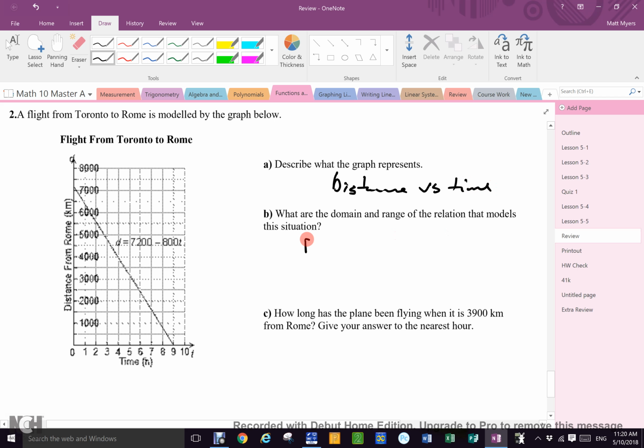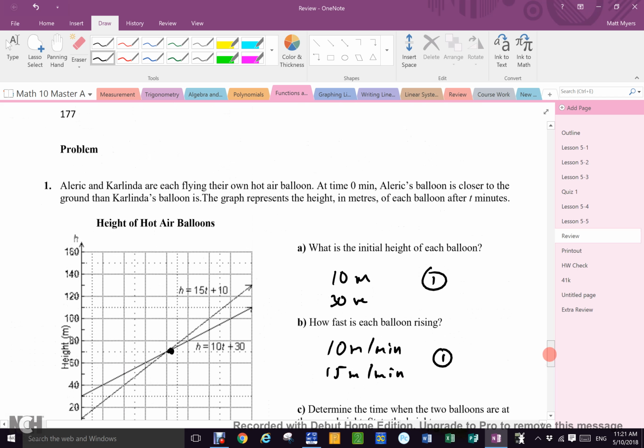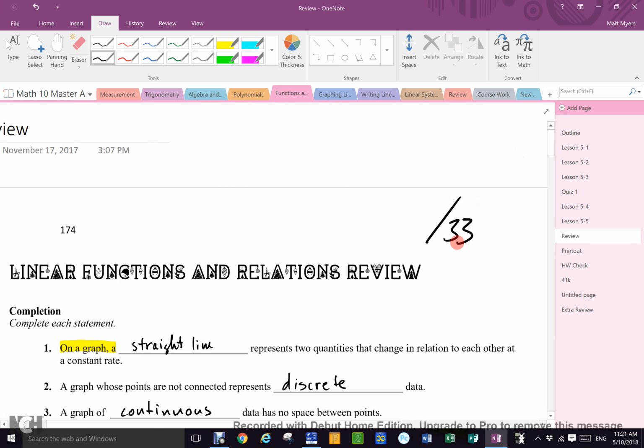Domain and range. Domain: 0, 9. Range: 0, 72-ish, 100, right? How long has it been flying? When it's 3,900 from Rome. Right there. Please wait for the bell. 4 hours for 1 mark. 3 and 3 is 6, plus your 27. The whole thing's out of 33.